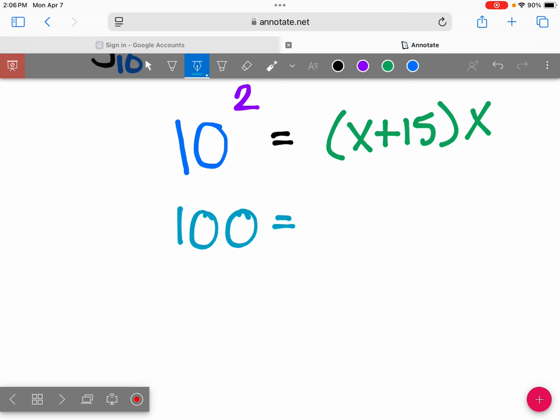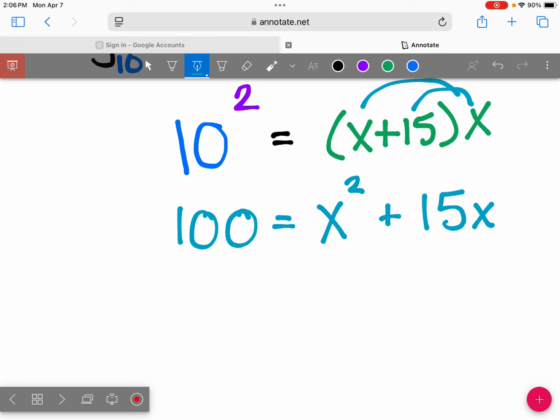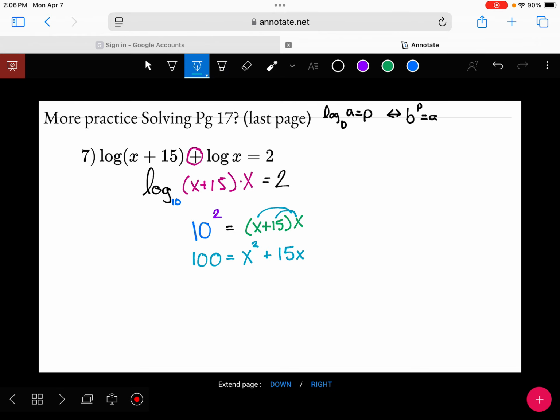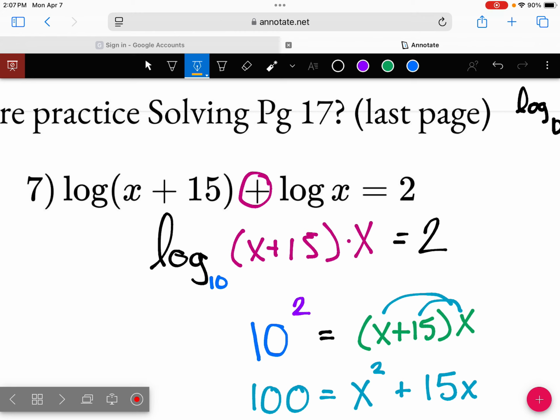I know we already said it, but we can also do this multiplication. We can do this distribution here, where we're going to have our x times x giving us x squared, and our 15 times x giving us 15x. What do we do to solve something like that? Factor it.